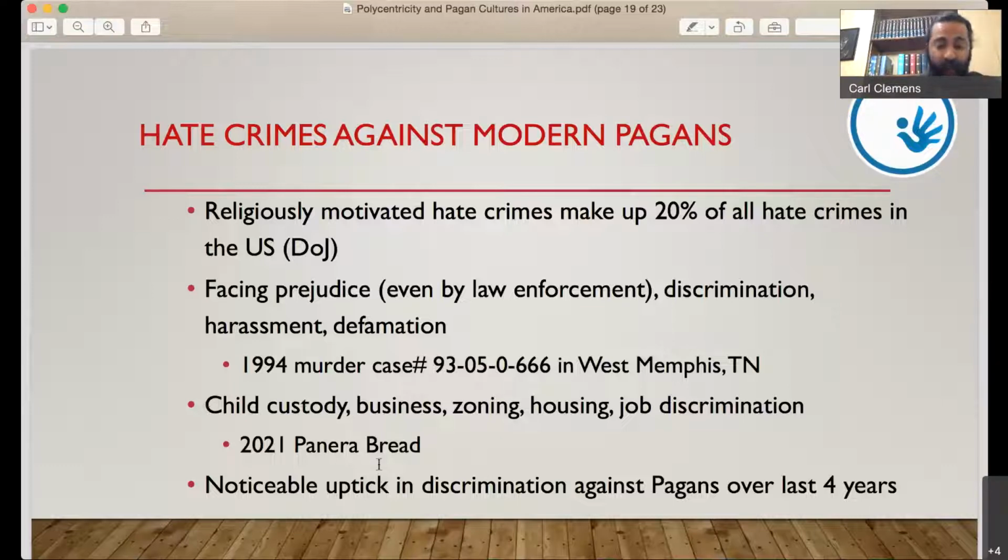Child custody cases where one partner would accuse the other of being a pagan and therefore unfit to have custody. Business zoning, housing, job discrimination, very common. We had high-profile cases even as recently as last year. And the Lady Liberty League says that there's a noticeable uptick in discrimination against pagans over the last 4 years. This may have something to do with the uptick in right-wing Christianity as well in the United States.